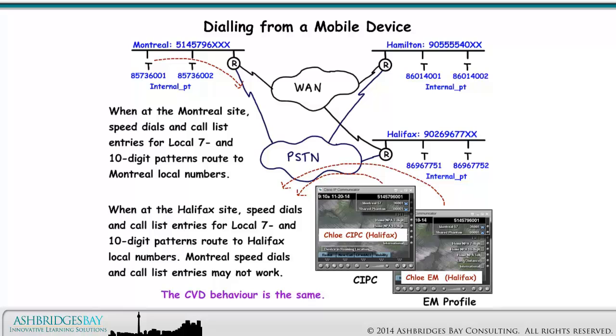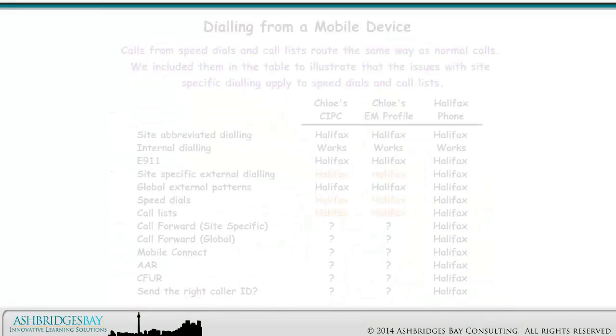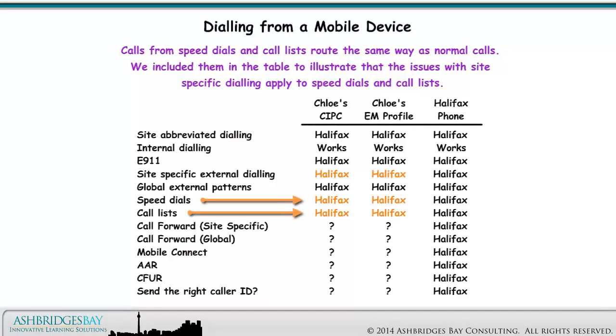The CVD behavior is the same. Calls from speed dials and call lists route the same way as normal calls. We included them in the table to illustrate that the issues with site-specific dialing apply to speed dials and call lists.